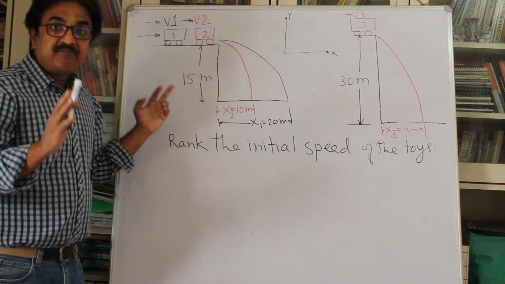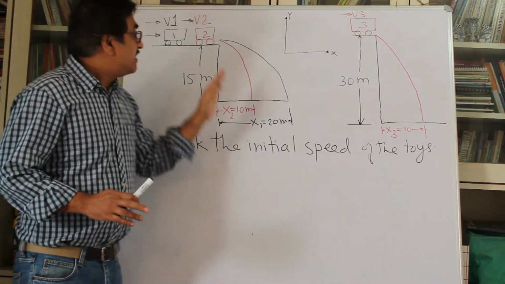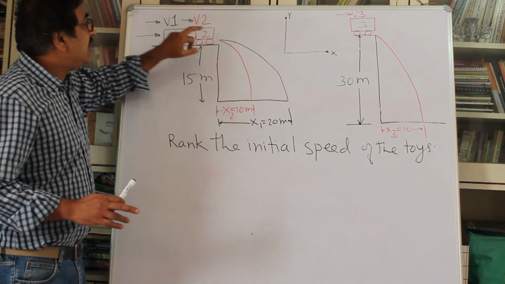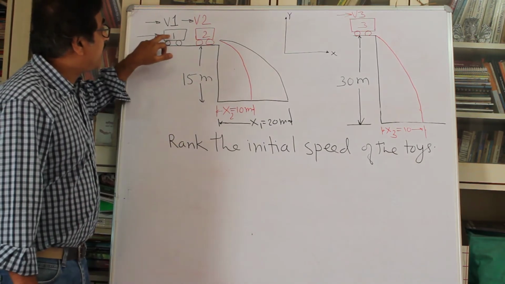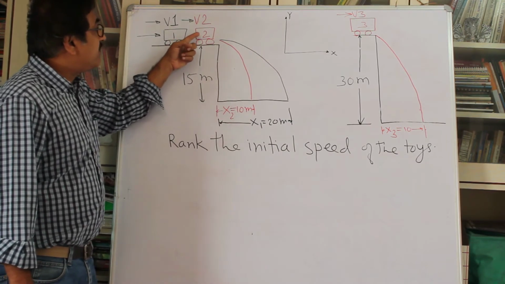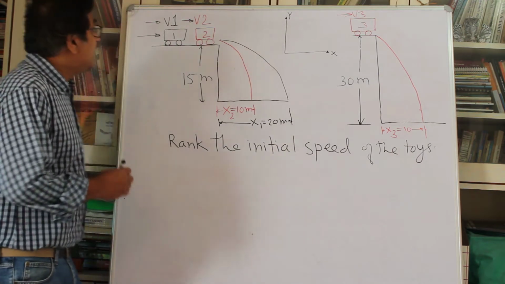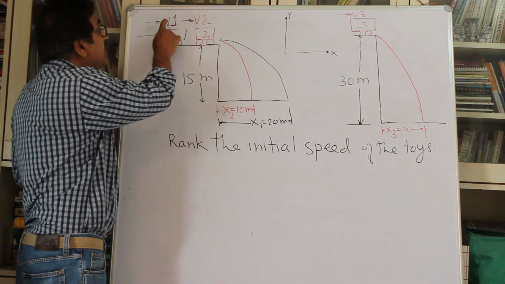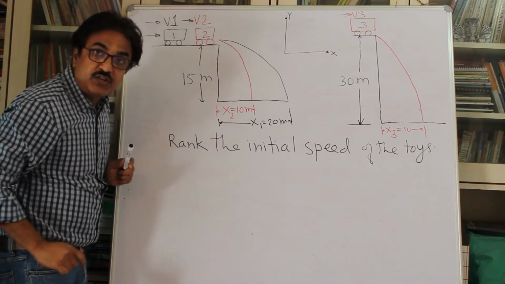Now look at the horizontal distance. Horizontal distance traveled by car 1, right? Car 1 and car 2 both are taking the same time, but the horizontal distance traveled by car 1 is 20 meters, whereas the horizontal distance traveled by car 2 is 10 meters. Obviously, this car will have a higher velocity. So V1 is naturally greater than V2, right?